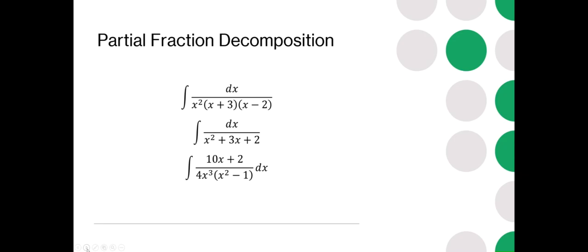And the last one is partial fraction decomposition. I'm looking for a polynomial in the denominator that is factorable. Okay, I need to be able to break it up into discrete factors. This middle one here is an example of something that I could factor. And it doesn't have to be completely factorable. You can have some irreducible factors in here.